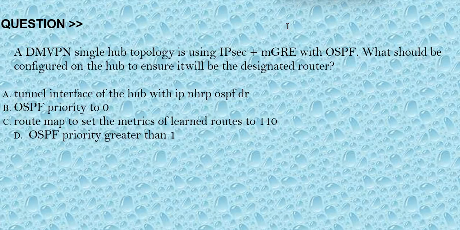Our question is, a DMVPN single hub topology is using IPsec plus mGRE with OSPF. What should be configured on the hub to ensure it will be the designated router? The options are: option A, tunnel interface of the hub with ip nhrp ospf dr. Option B, OSPF priority to 0. Option C, route map to set the metric of learned routes to 110. Option D, OSPF priority greater than 1. The correct answer is option D.